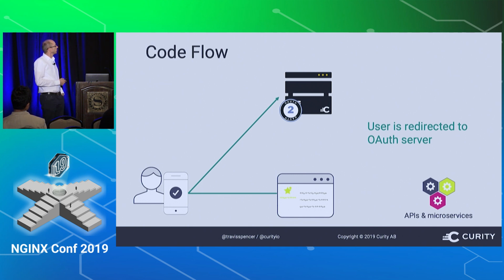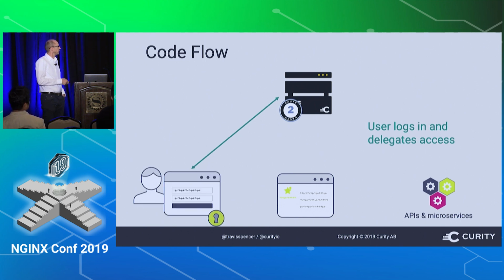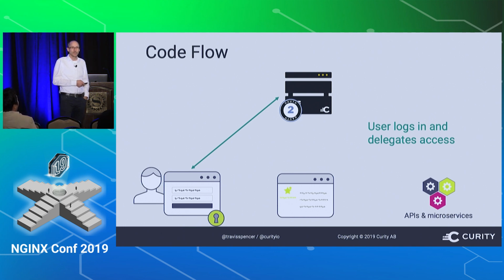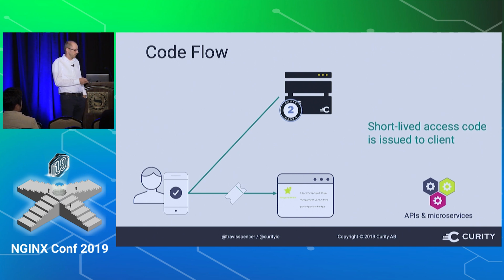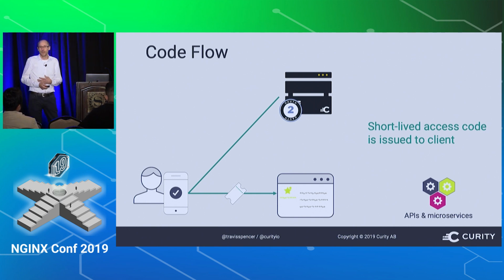The most common one, and the one we're going to talk about today, is called the code flow. The way this works is when you click that sign in button, the user is going to be redirected to the OAuth server. The OAuth server is going to get the user to log in, and the user is going to perhaps interactively authorize or delegate their rights to that third-party application. And then you're going to get a very short-lived authorization code. This authorization code represents the end user's login and also their willingness to delegate their rights to this other application.